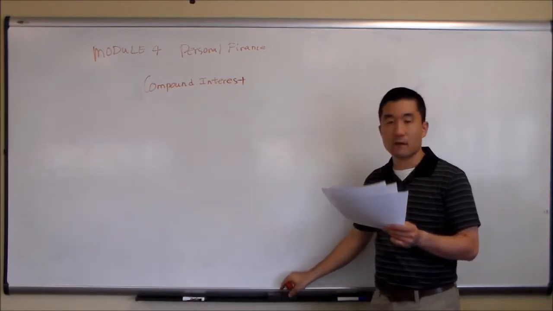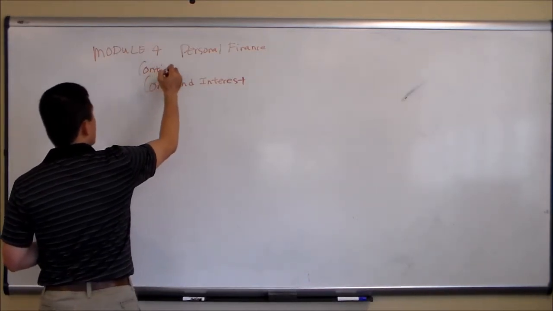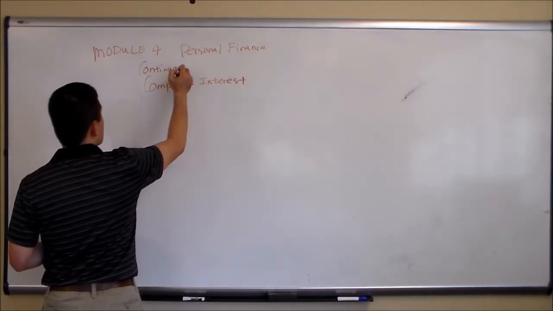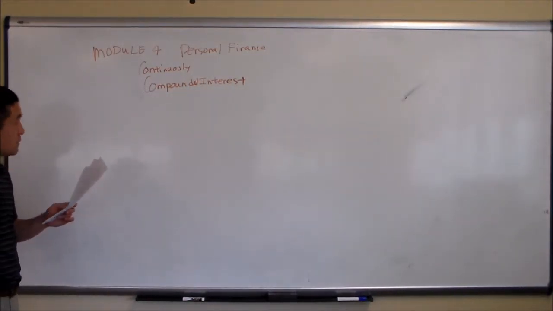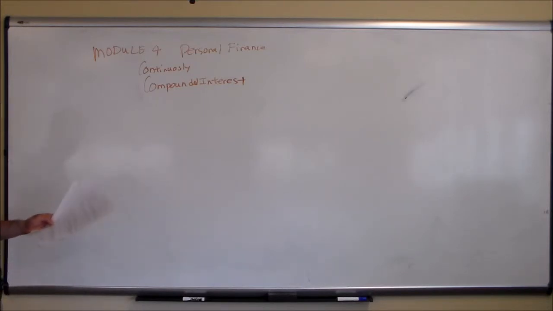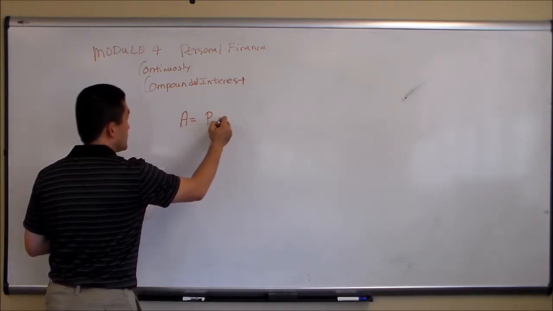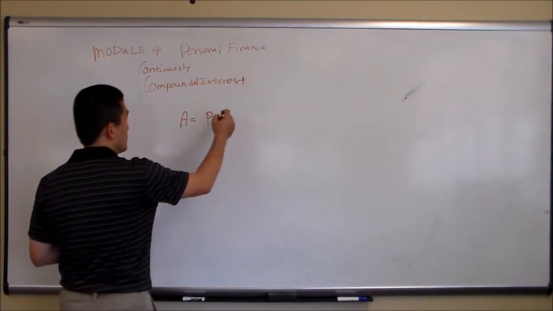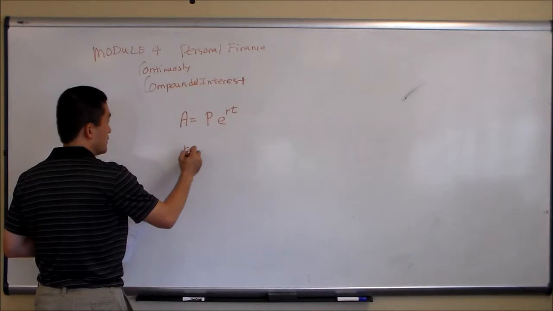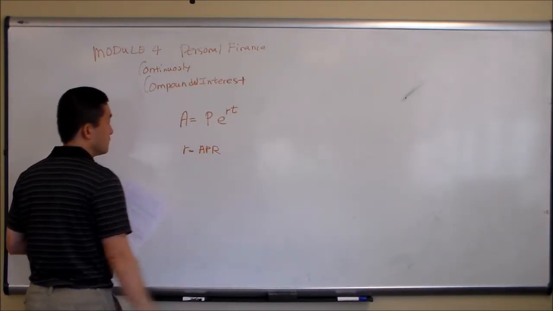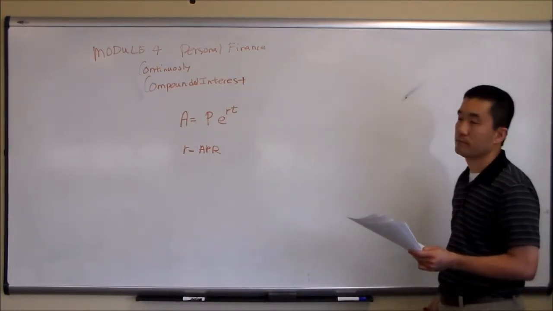The last type of compound interest is continuously compounded interest. Continuously, okay? And the formula for that is A is P, this thing called e, which I'll explain in a minute, raised to the rate times t. R could be APR, like the shampoo conditioner combo. Not really.